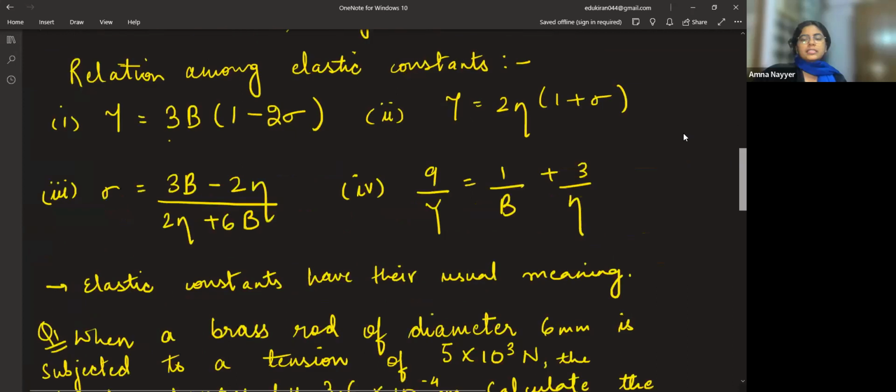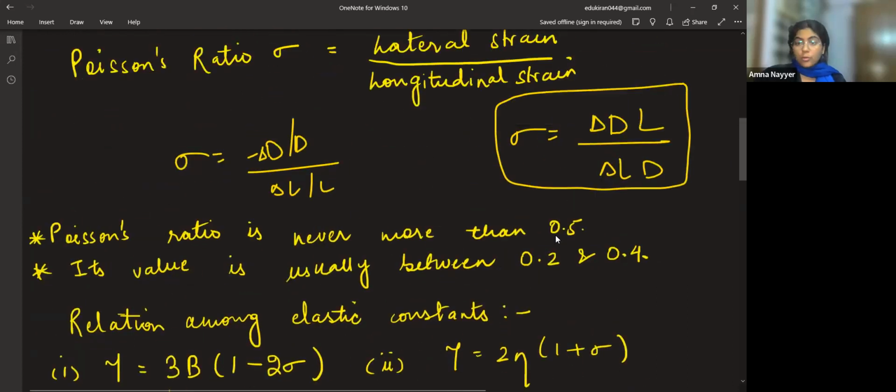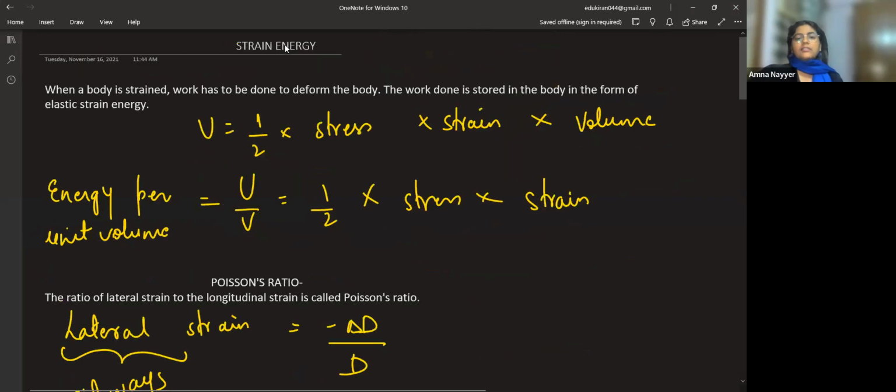See, Poisson's ratio is never more than 0.5. Its value is usually between 0.2 and 0.4. This I'll tell you later. First, you write it till here. Usually, the value is between 0.2 to 0.4. Okay. And maximum value is 0.5. Usually, you will find the Poisson's ratio given as 0.3, 0.352, like this. Okay. Write it down first. First, write the stress strain energy. It's basically the work done.